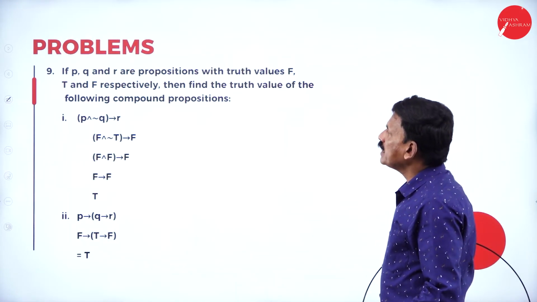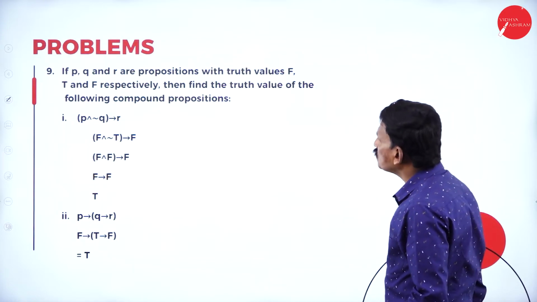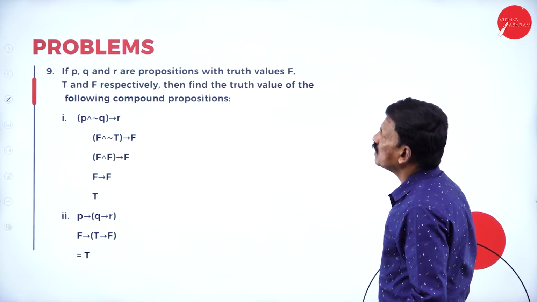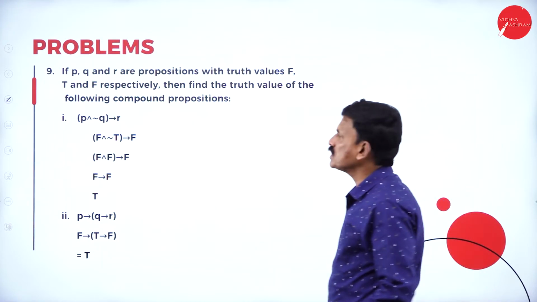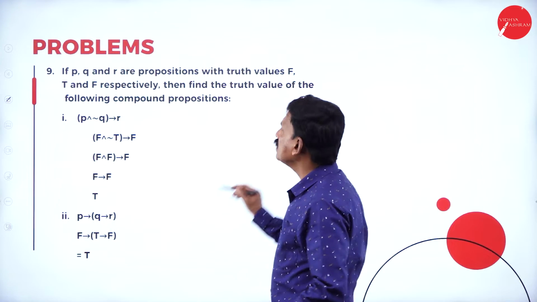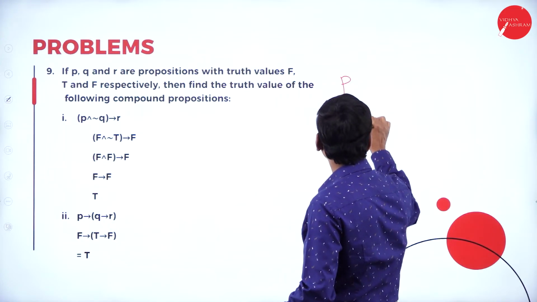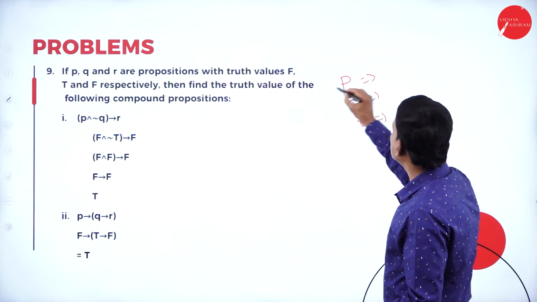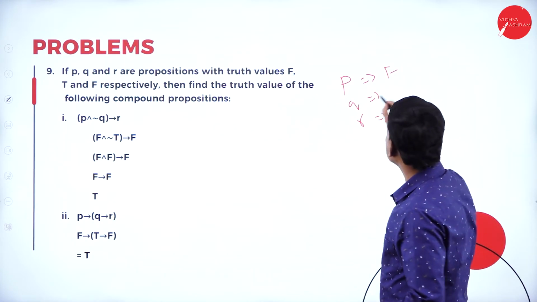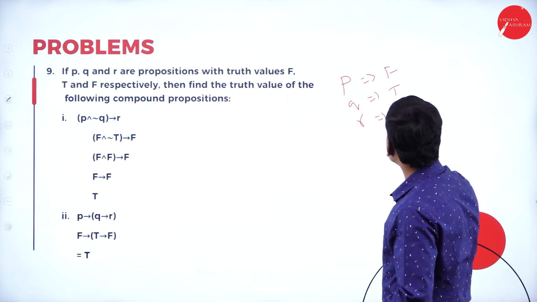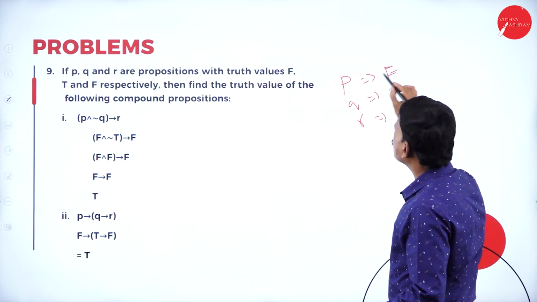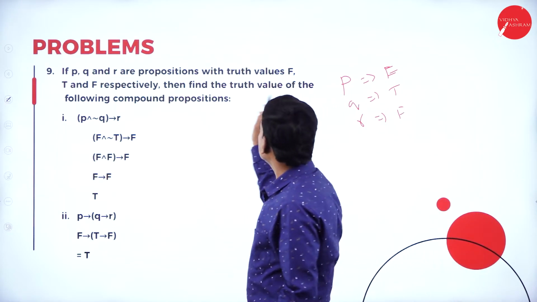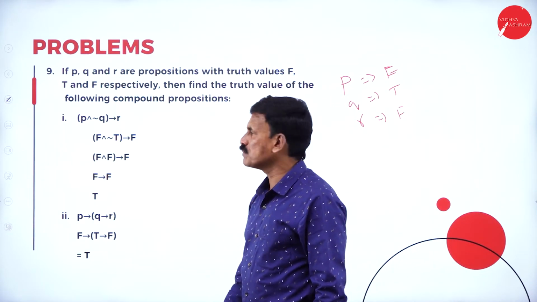If P, Q and R are propositions with the truth values F, T and F respectively, then find the truth value for the following compound propositions. Here, what is the problem given? The truth values are F for P, T for Q, F for R. Now what is to find? The truth value of the compound proposition.